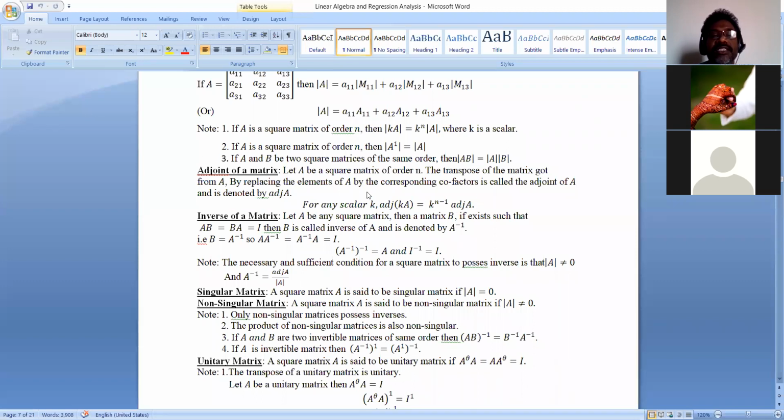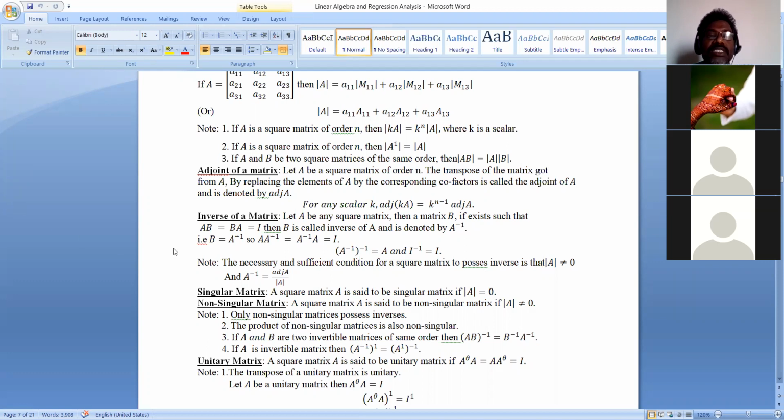We have some knowledge on this adjoint of a matrix, but we have to remember the result that if k is a scalar, adjoint of kA equals k power n minus 1 into adjoint of A. Because if n is the order of the given matrix and you obtain the cofactors, each cofactor is of order n minus 1, so we get k power n minus 1. That's why we get k power n minus 1 into adjoint of A.